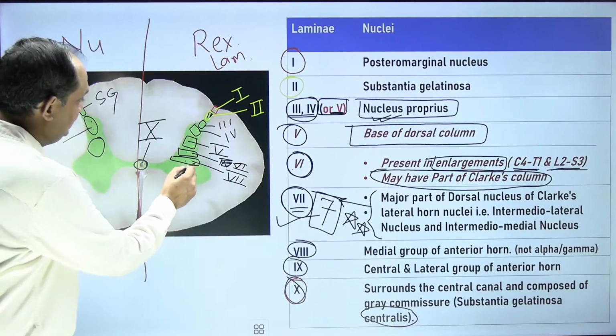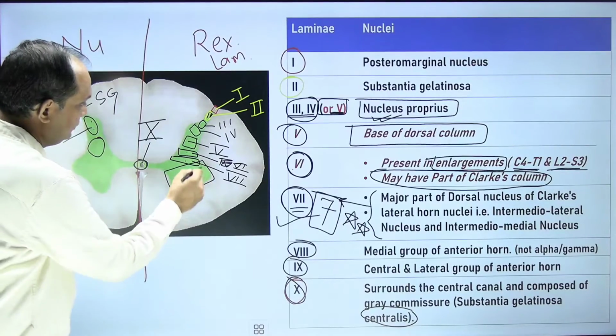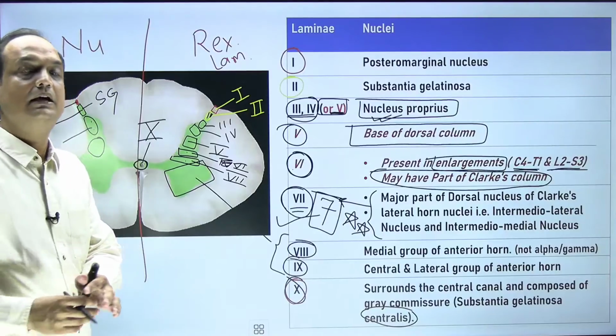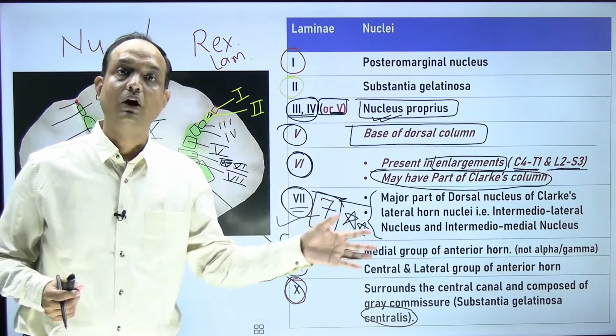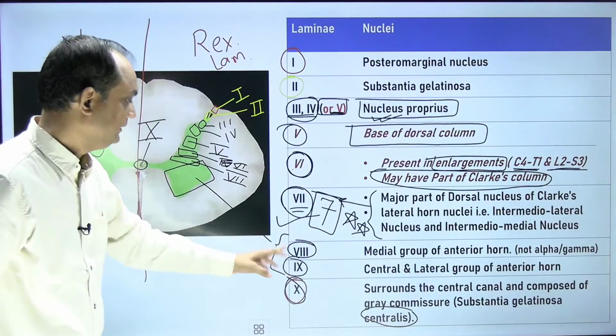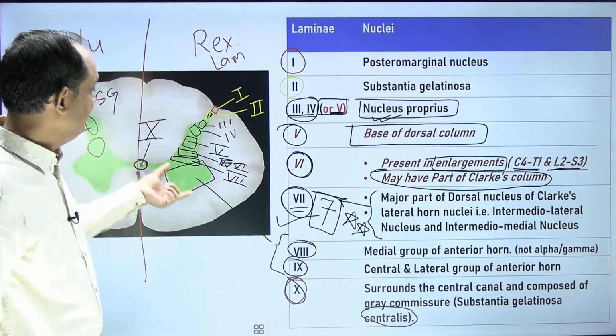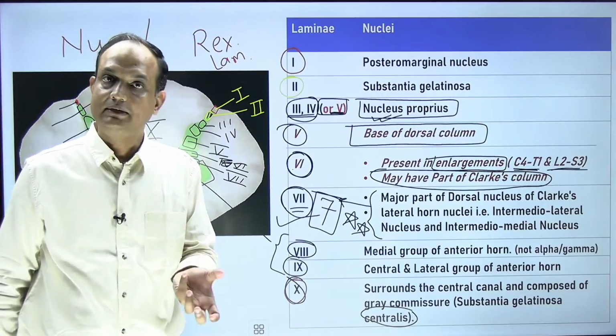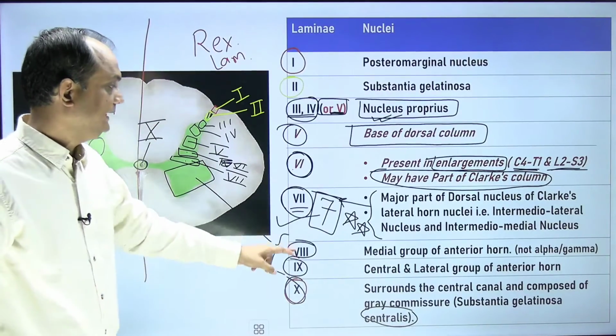They occupy the anterior horn. Again, this is an exam question: which of the following laminae is not present in the dorsal horn? So 8 and 9 are not present in the dorsal horn. 8 and 9 are present in the ventral gray matter horn. Clear?